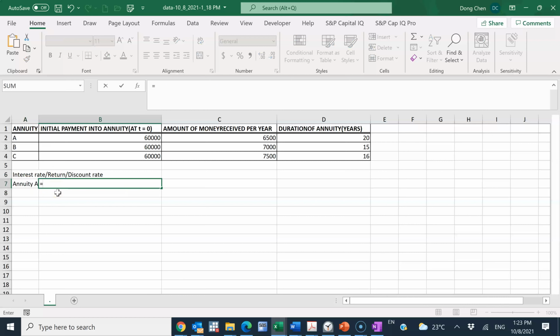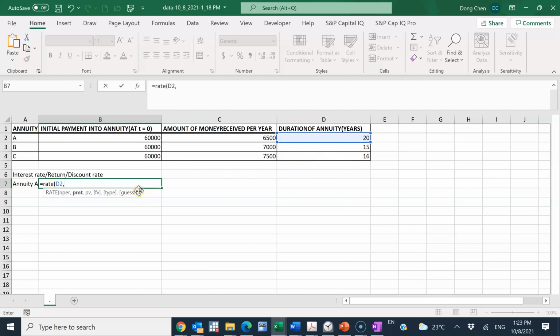There's a function within Excel which we can very easily use to figure out the interest rate, and that is the RATE function: equals RATE and open parenthesis. When you open this function, you can see that there are different arguments here. The first one is NPER. This refers to the number of payments, the number of time periods. In this case, it's this cell value. Just put D2 here, which is 20.